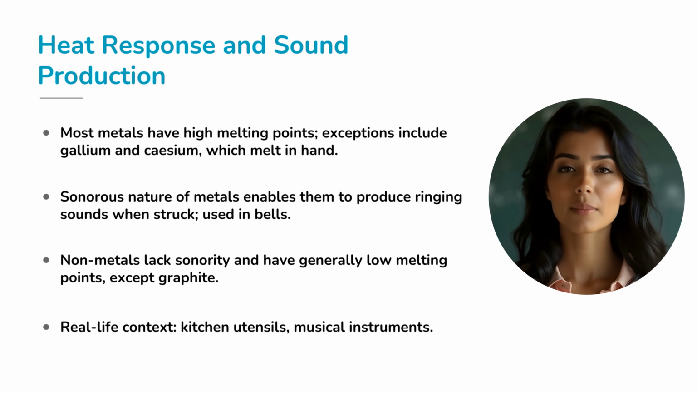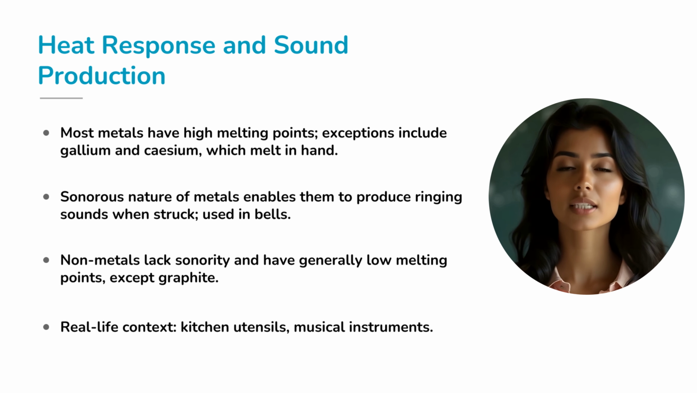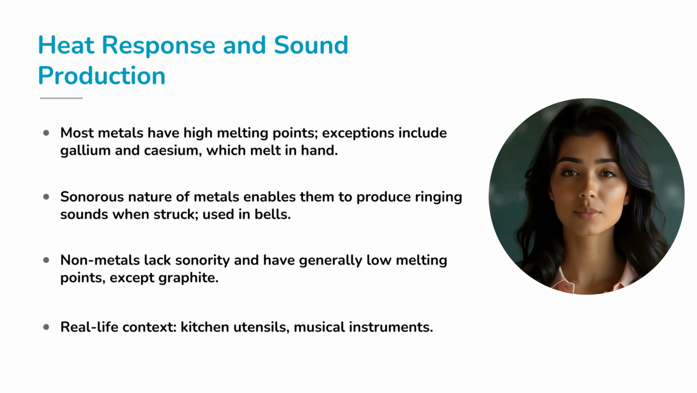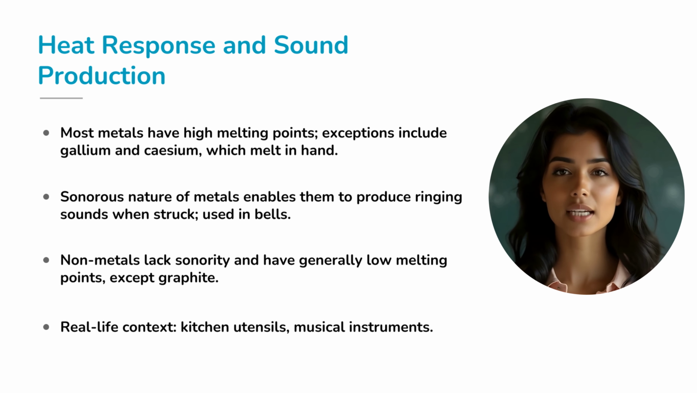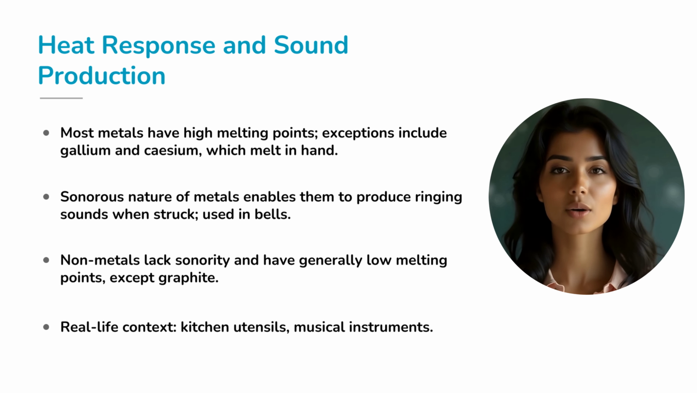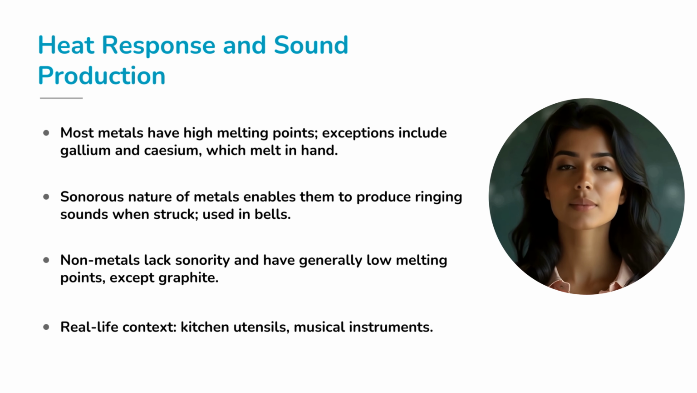Most metals have high melting points, think iron or tungsten. But here come the exceptions again. Gallium and cesium are metals that melt in the warmth of your hand. Nonmetals, in general, have lower melting points, but graphite once again is an exception. It has an extremely high melting point due to its strong covalent bonding. That's why it's used in crucibles. So, both heat and sound behavior tell us a lot about what an element is and what it isn't.